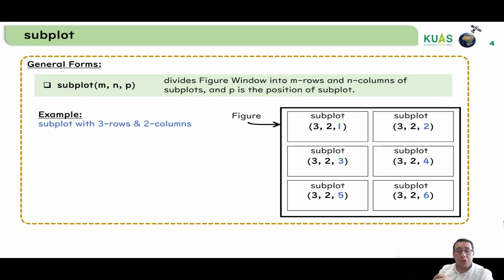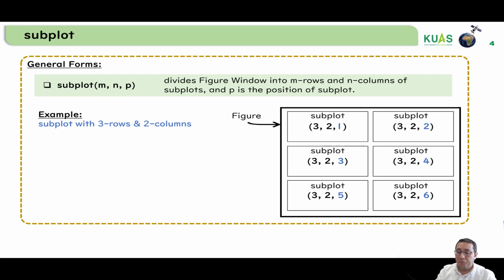In MATLAB, the general form to do subplot is subplot(M, N, B), where M and N represent the number of rows and number of columns. So M is the number of rows and N is the number of columns, whereas B represents the position of the subplot.